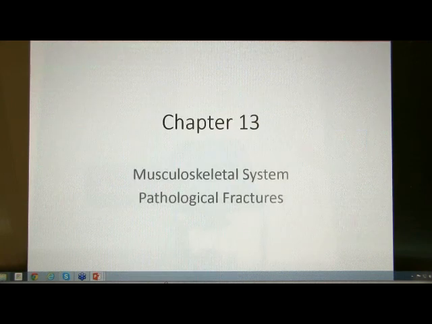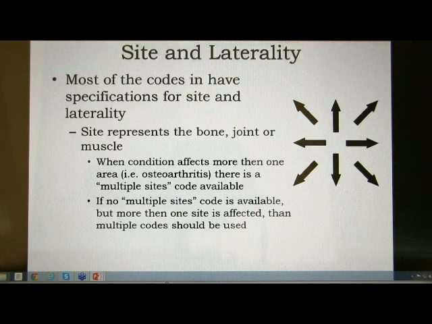So let's talk a little bit more in depth about the codes within the musculoskeletal system. This will be our pathological fractures. Most of the codes in this section will have specifications for site and laterality. So our site would be obviously the bone, joint, or muscle that the condition occurs in.